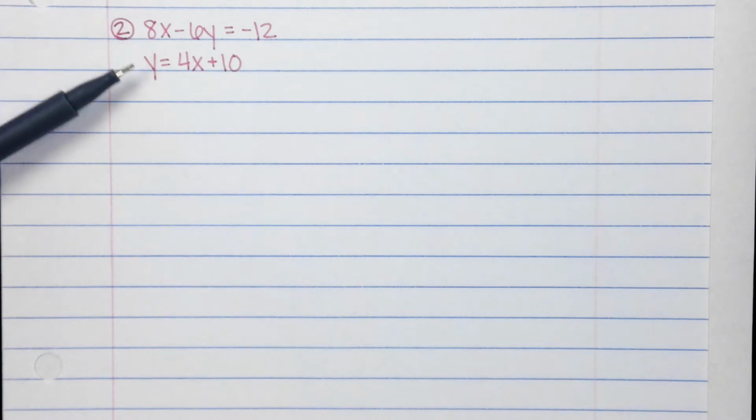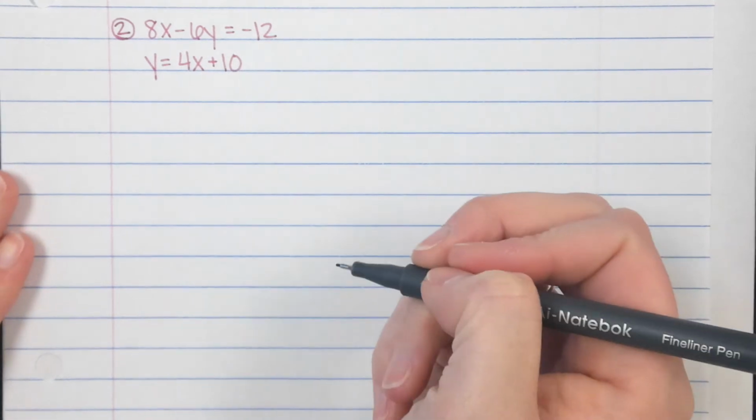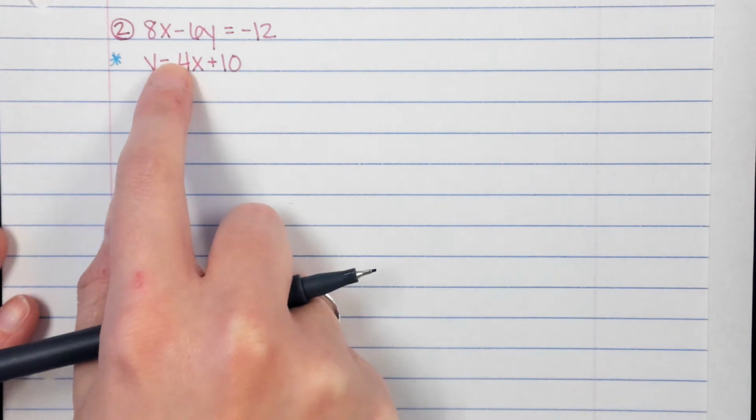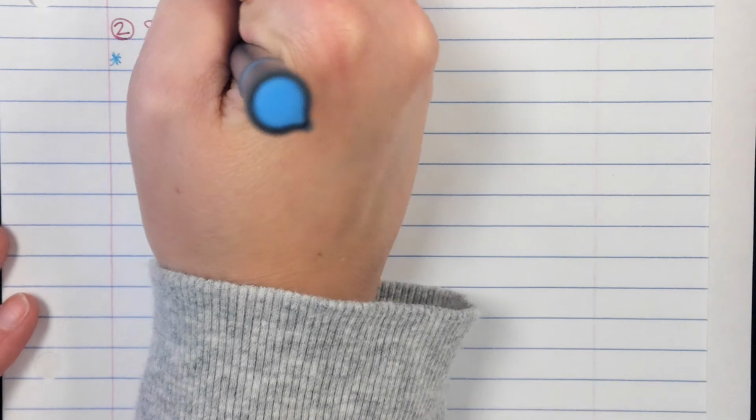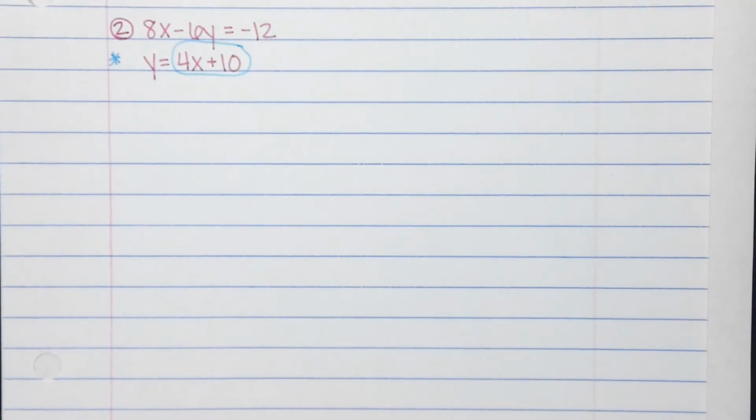Okay, so you look at your 2 equations. One of them is y equals. That means y is all by itself, and it's equal to a quantity. All right, so the first thing you need to do is pick out that equation. Which one is the y equals equation? It's this one. Okay, so that's the one I'm going to look at. So what does y equal? Y equals 4x plus 10. I'm going to circle that because I need to know what y equals.